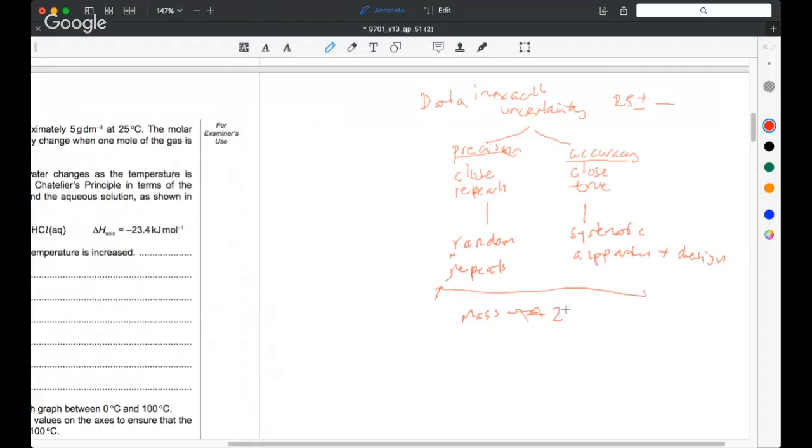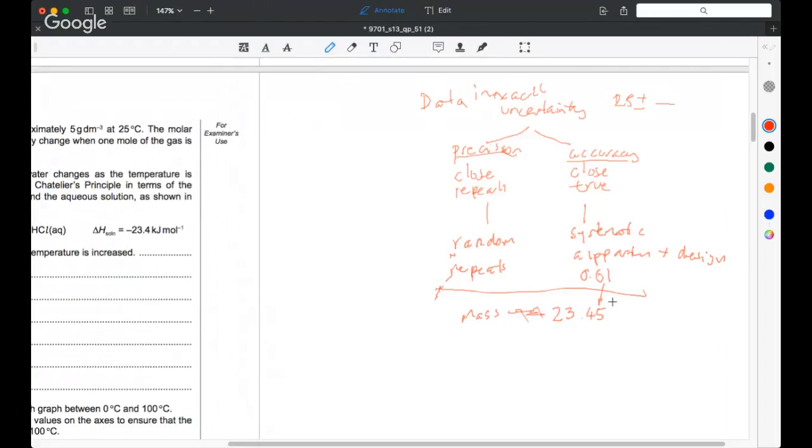Let's say you measure the mass of something, it'll give you two decimal places. It's a typical value that you get from a measurement from a balance in the lab. At university, that'll go to four decimal places, but for A-level, you usually have two decimal places. So you're measuring here to 0.01 grams, because the next level up would be 23.46.